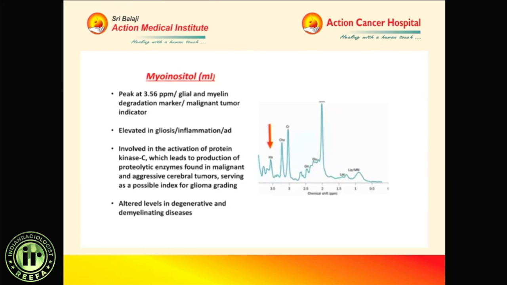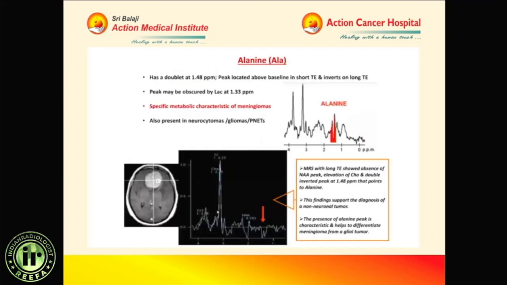It is elevated in gliosis, in inflammation and Alzheimer's, and altered levels are also seen in degenerative and demyelinating diseases. Now, this is one more peak which is very important. Alanine peak, it has a doublet at 1.48 ppm. Now, it is a specific metabolite characteristic of meningioma.